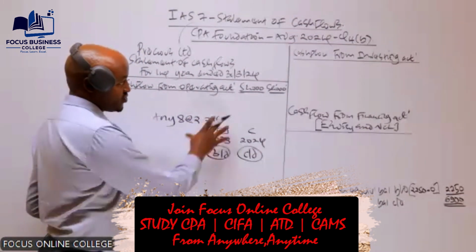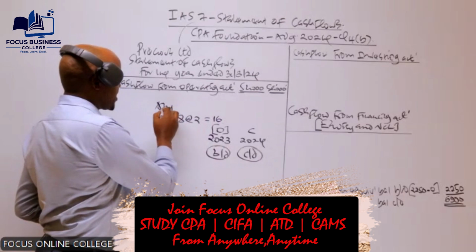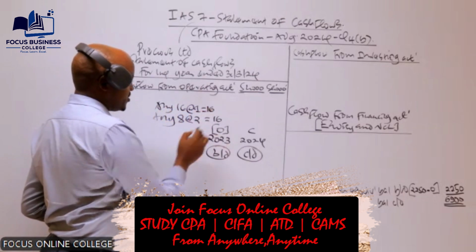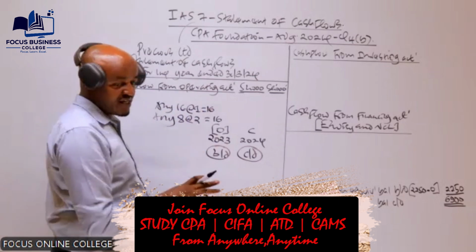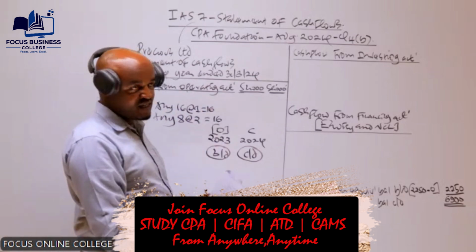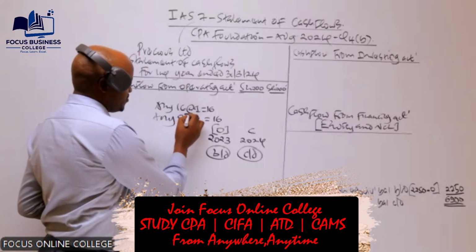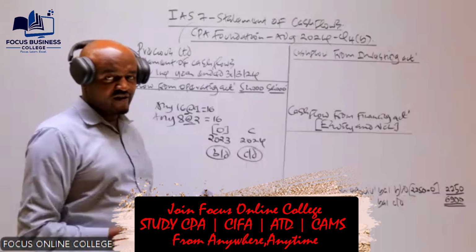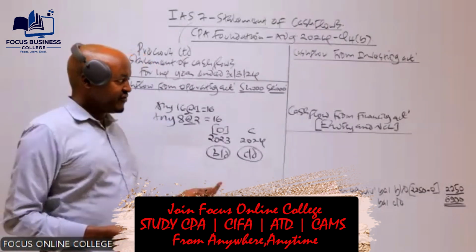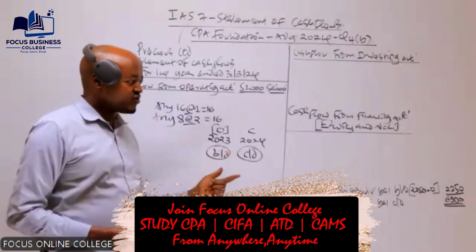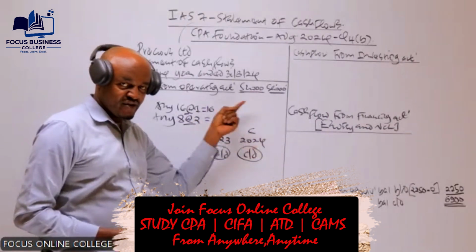Alternatively, if the question has so many entries, it can be marked like this: any 16 entries at 1 mark, and basically you get the 16 marks. So it depends on the number of entries. If a question does not have so many entries, it can be marked like that. If the question has so many entries, it will be marked like that. Therefore, what is important is not to do so many workings. What is important when preparing a statement of cash flow are the correct entries you make.